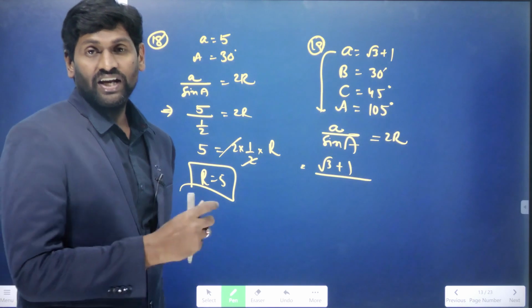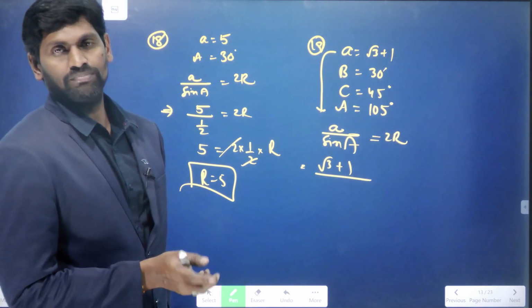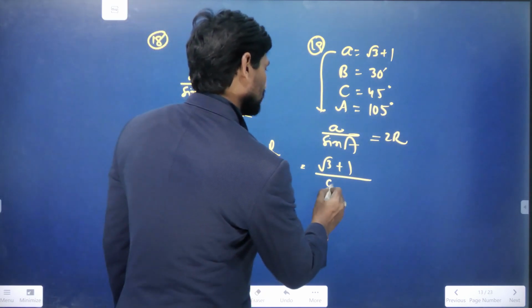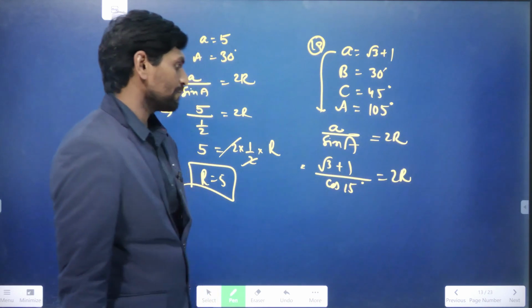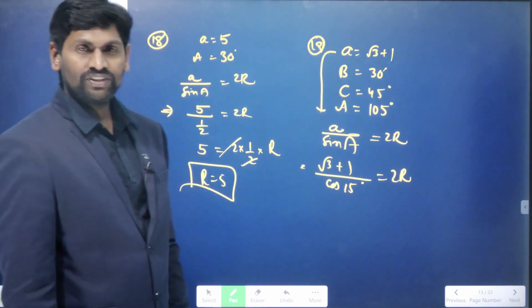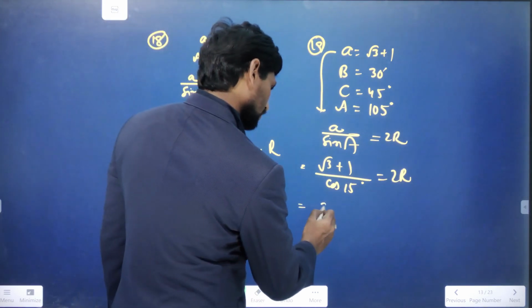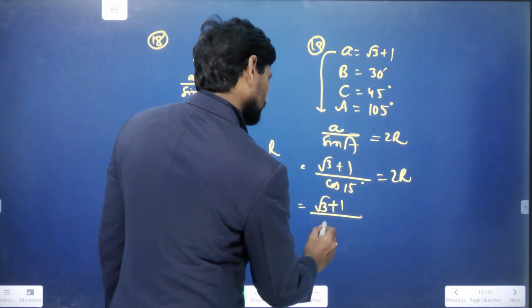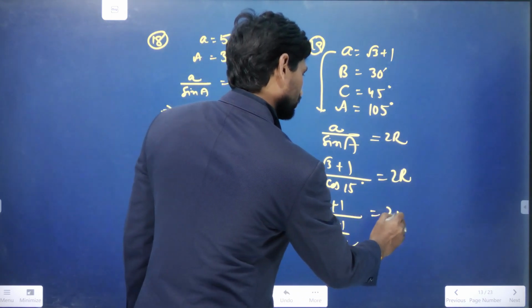We can write 90 plus 15. In the second quadrant sine is positive, and whenever the sine ratio has 90, it becomes the cos ratio, cos 15 degrees. That is equal to 2R. Okay? So the cos 15 degrees value, we know, is root 3 plus 1 by 2 root 2, which is equal to 2R.